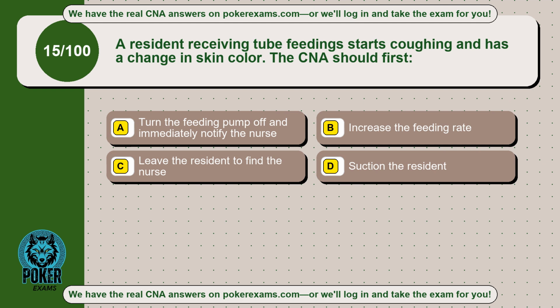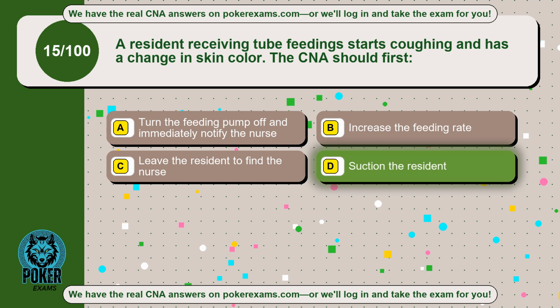Question 15. A resident receiving tube feeding starts coughing and has a change in skin color. The CNA should first: Option A. Turn the feeding pump off and immediately notify the nurse. Option B. Increase the feeding rate. Option C. Leave the resident to find the nurse. Option D. Suction the resident.